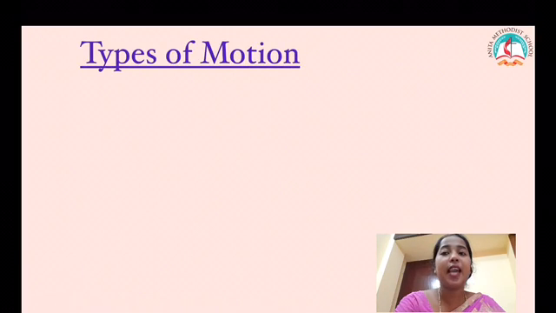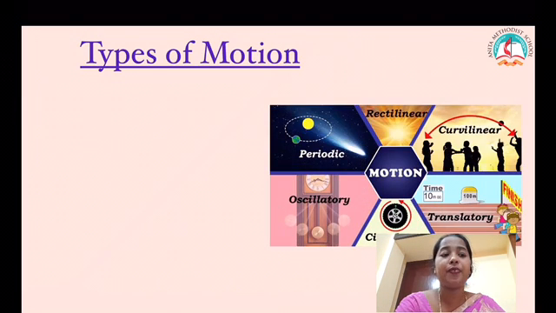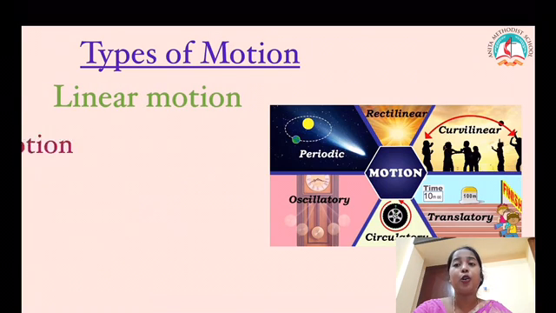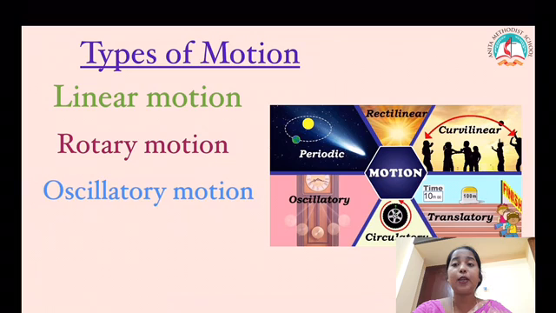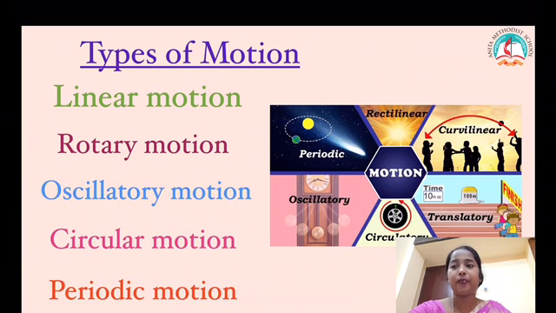Next, we're going to see about types of motion. We might have noticed that different objects move differently. Some objects move in a curved path, some in a straight path, and a few others in different ways. According to the nature of movement, motion is classified into 5 types. They are linear motion, rotatory motion, oscillatory motion, circular motion, and periodic motion.